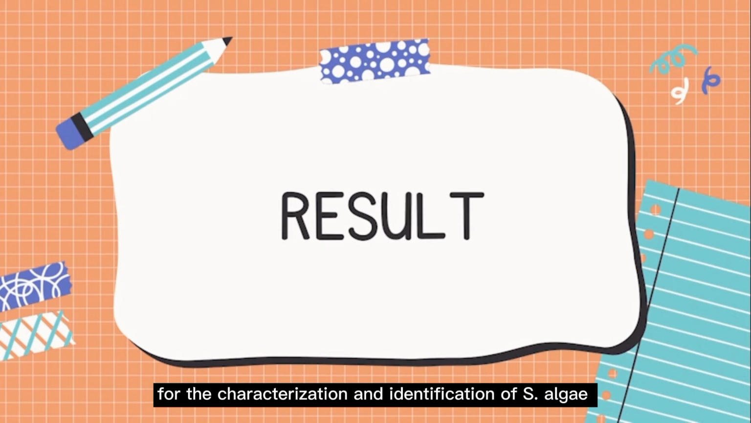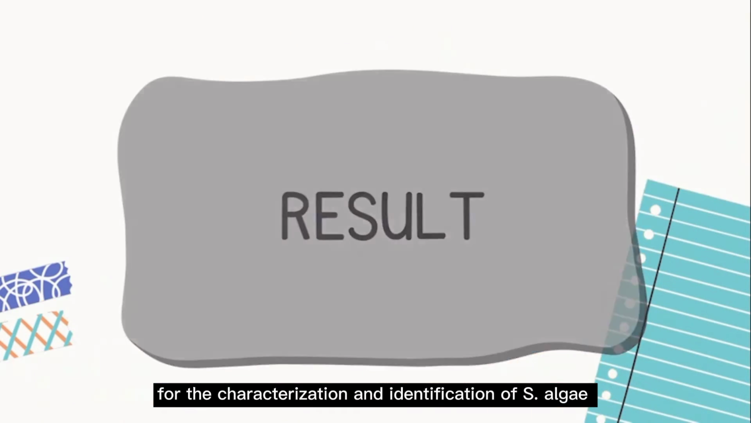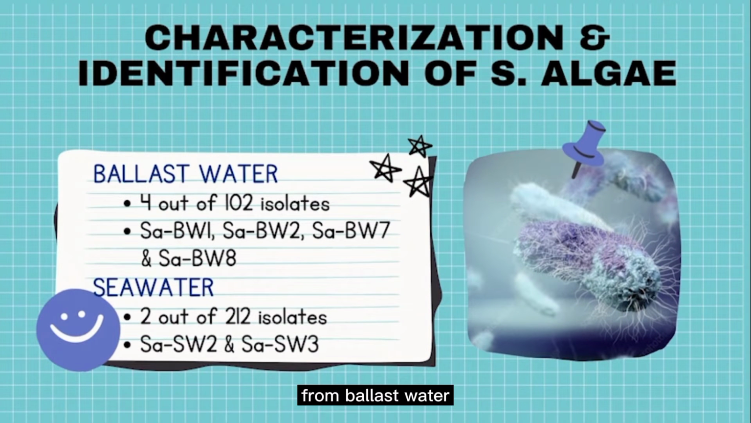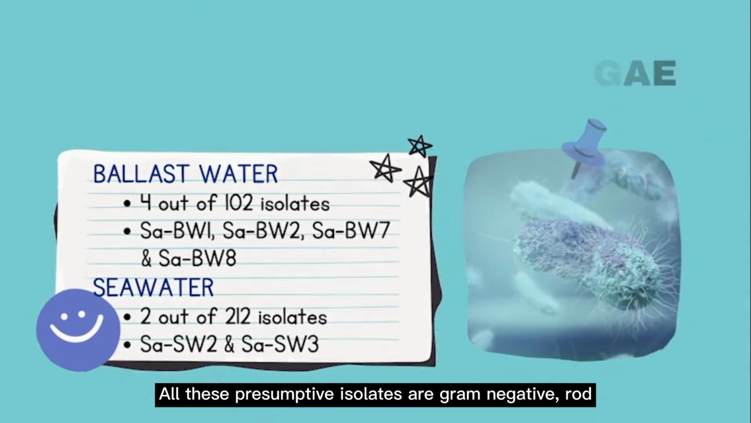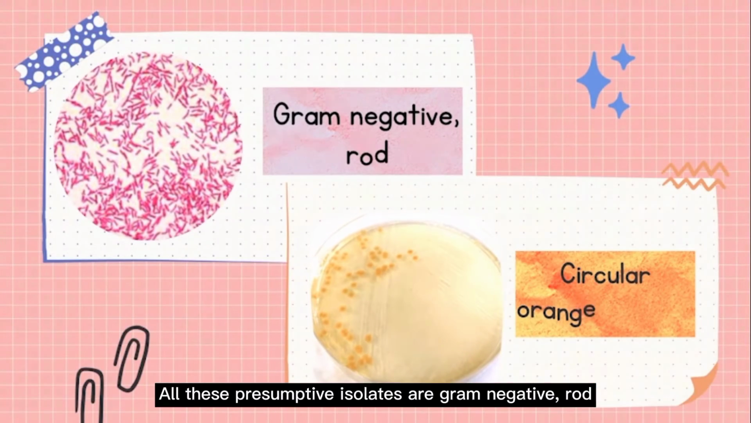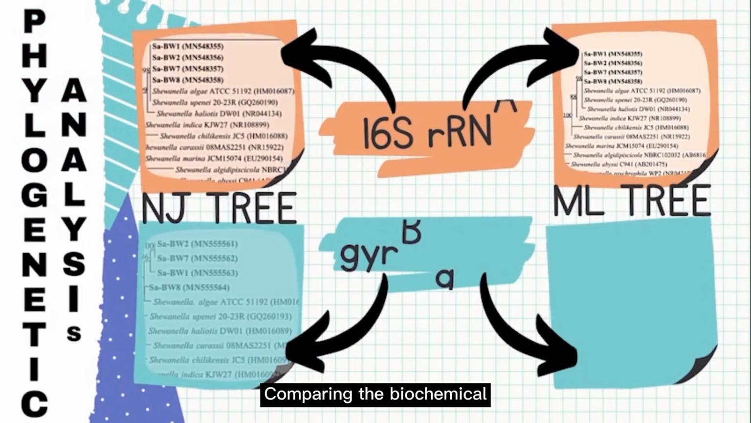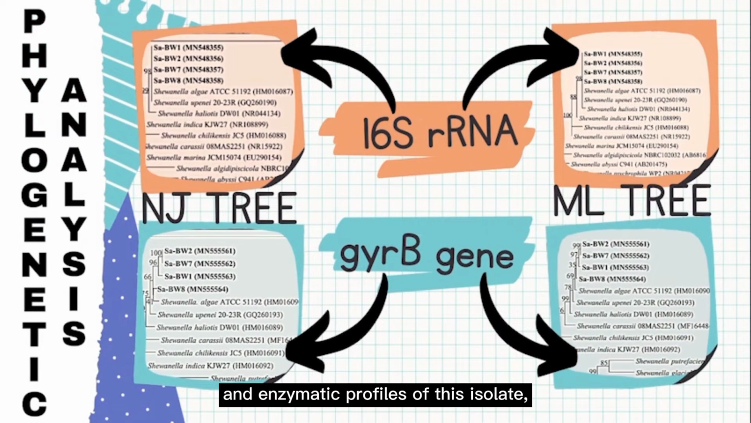Result for the characterization and identification of S. algae shows that 4 isolates were presumed as Shewanella species from ballast water and 2 from seawater. All these presumptive isolates are gram-negative rods and show circular orange colonies on marine agar. Comparing the biochemical and enzymatic profile of these isolates, all strains are known as S. algae. This is supported with 16S rRNA and gyrB gene sequencing, in nucleotide BLAST showing more than 99% identity score.